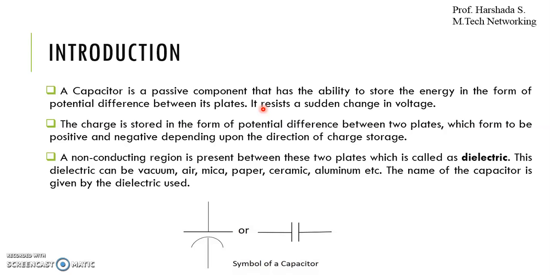Whatever energy is stored in that capacitor changes into voltage. So whatever charge is stored is in the form of potential difference. That potential difference is stored in the plates, forming a positive and a negative depending upon the direction of the storage. I already told you the concept of positive and negative charges.